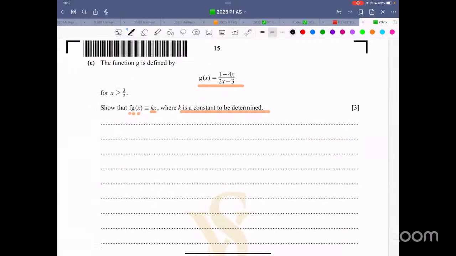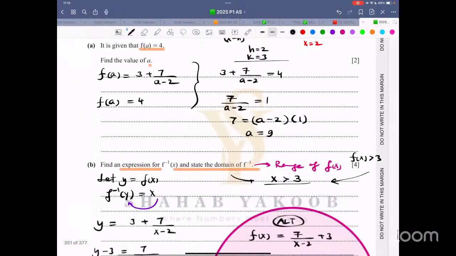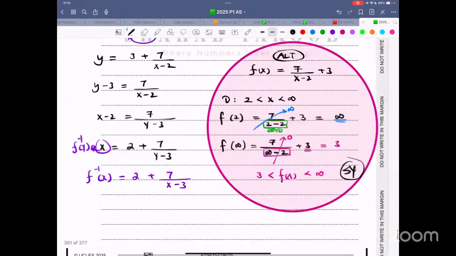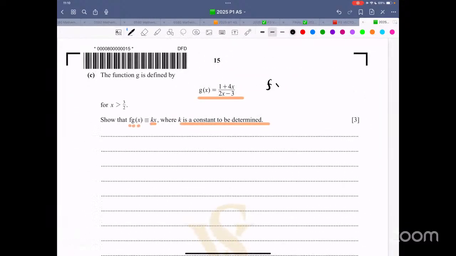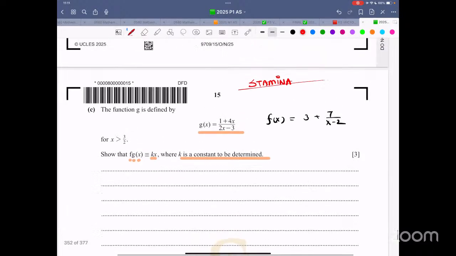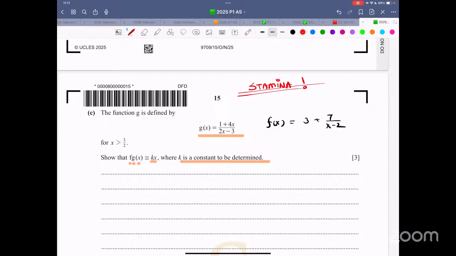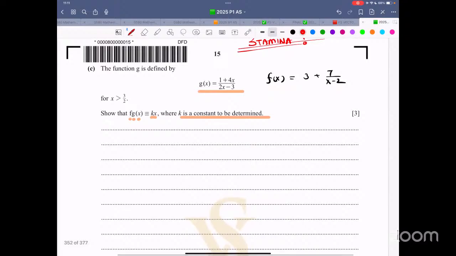So now f of g(x). What is f(x)? f(x) is 3 plus 7 over x minus 2. Now, at this point, when you reach this stage, it becomes very tiring. And at this stage, you have to make sure that you have some kind of sugar resource, a candy bar, chocolate bar, something like that, so that stamina is maintained. The paper is not difficult, but since it's a lot of algebra, that's very, very time consuming.